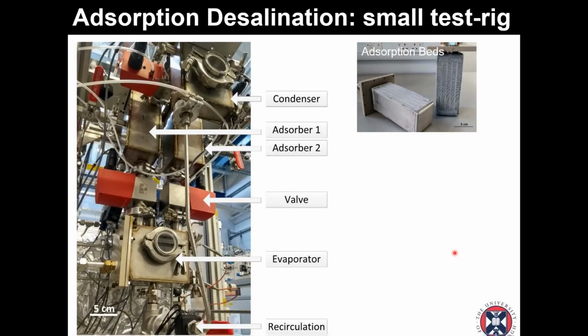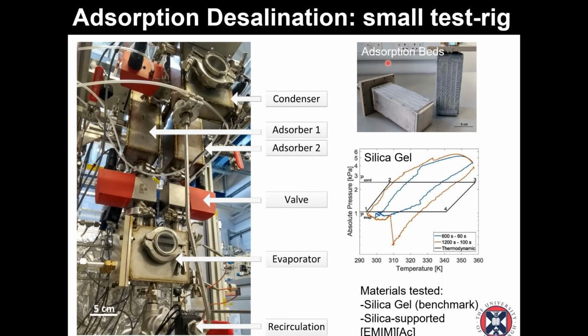So given this analysis, we have built an adsorption desalination device, a very small one. You see the scale here is 5 centimeters. This is the evaporator that we have seen before. There is a 2-bed system just to make the process continuous: while one bed is adsorbing, the other one is desorbing, and a condenser. The adsorption beds are pretty small as well.